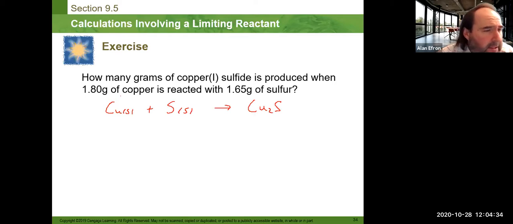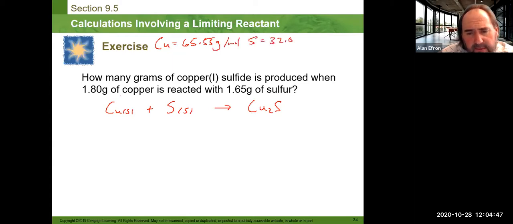Again, copper is 63.55. Sulfur is 32.07.